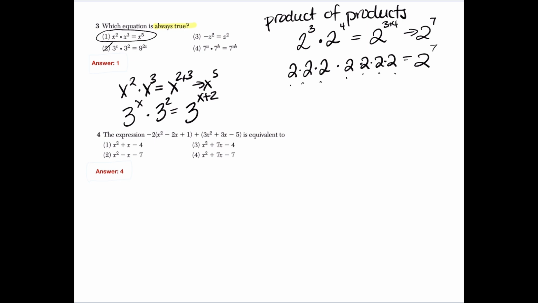For 3, notice it's the same number, but they're just putting that negative sign in front. And unless that z is equal to 0, this would not always be true. It only works when z is equal to 0. So it has to always be true. And for 4, I have 7 to the a times 7 to the b. So again, using that rule, I would have 7 to the a plus b, not 7 to the a times b. So that's what matters there.